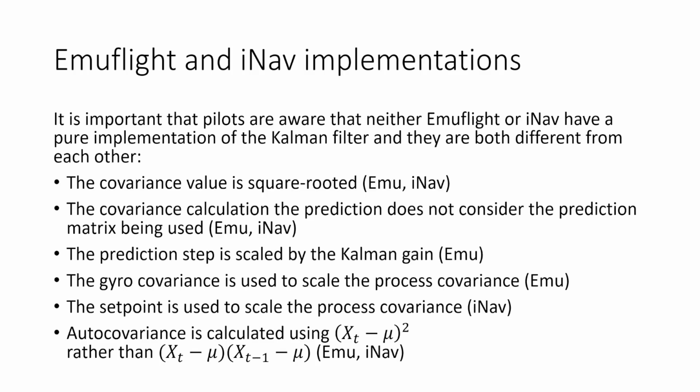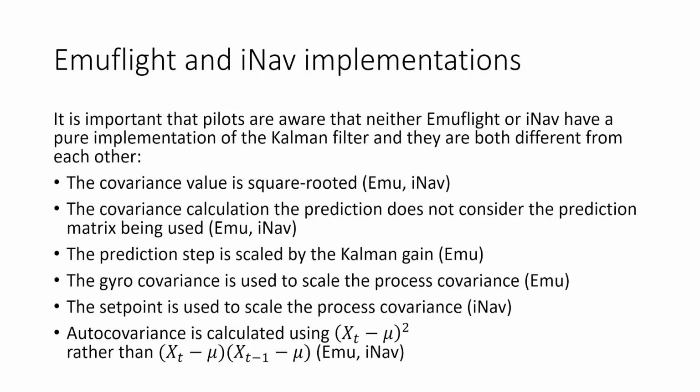The covariance calculation for the prediction step doesn't consider the equations being used to do the prediction. So we talked about this F matrix, which is to do with the equations that you're using to predict, and that you propagate the uncertainty through those equations. So how the uncertainty of the state converts to the uncertainty of the prediction is coupled to what equations you're using. Emuflight and iNav don't consider this at all.